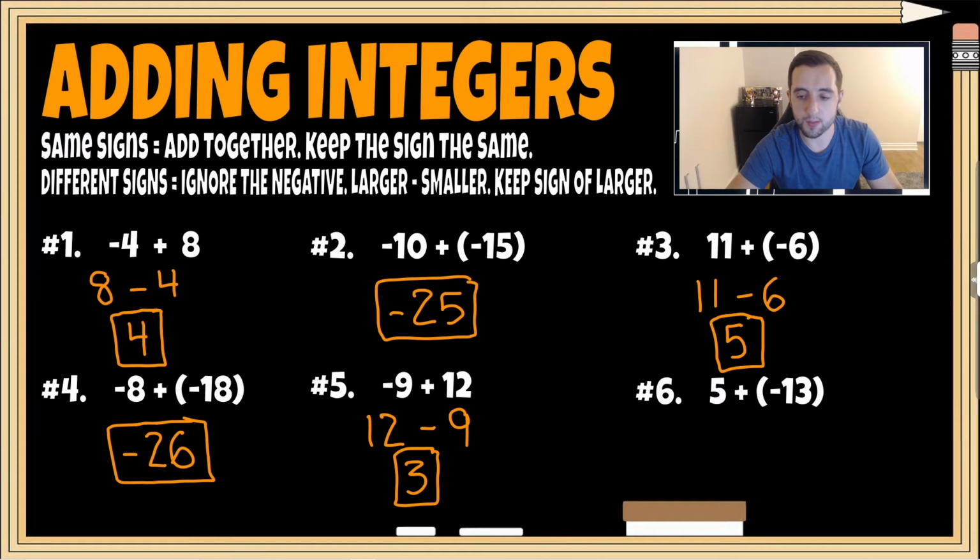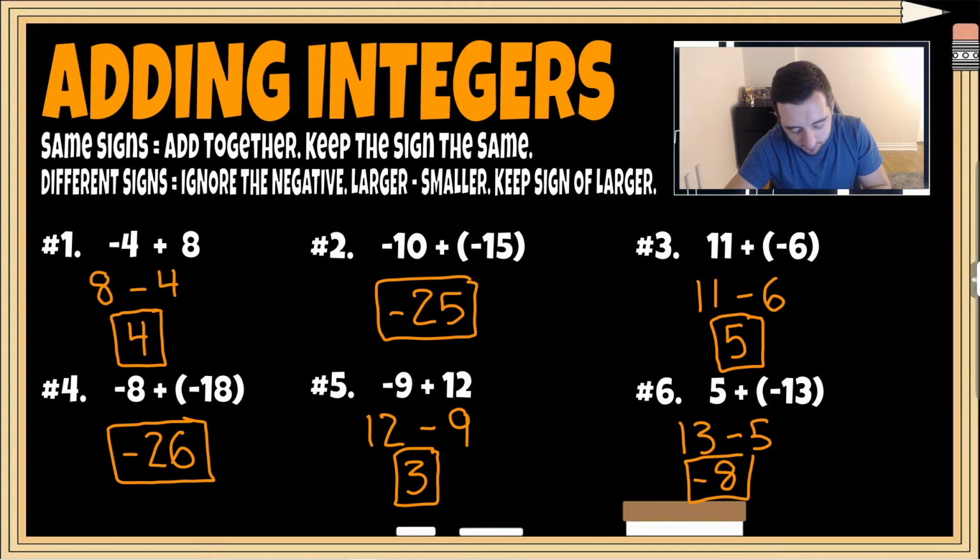And finally, our last one, we have different signs once again, so ignore your negative. Which one's larger, 13 or 5? Well, 13's larger, so 13 minus 5 is 8. And if you go back and take a look at your larger number, well, 13 was negative, so my final answer also needs to be negative.